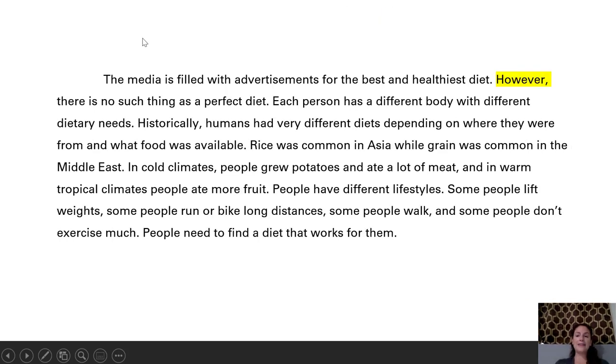So I can add this simple word, however. So this shows that yes, this is true. The media is filled with advertisements for the best diet. However, there is no such thing as a perfect diet. So this tells me, okay, the author thinks there's no such thing as a perfect diet. And now I understand that these are opposite ideas.